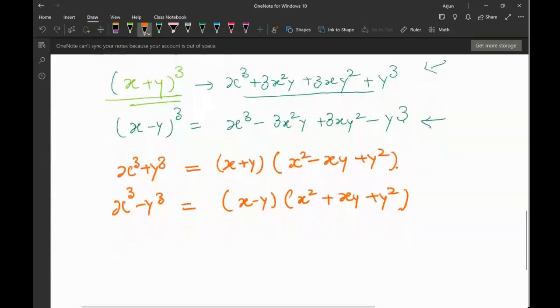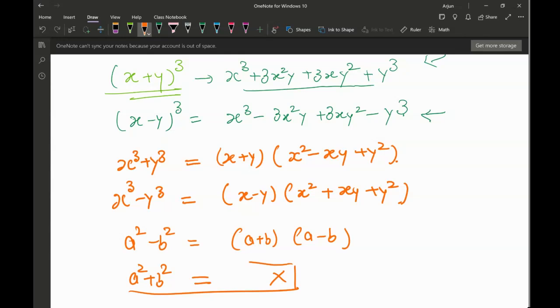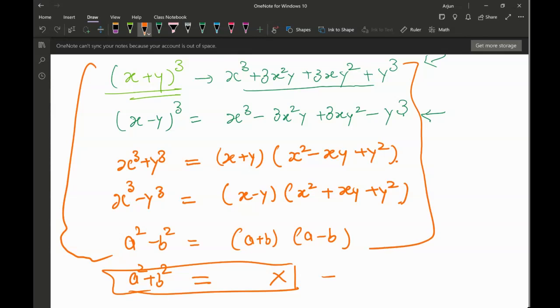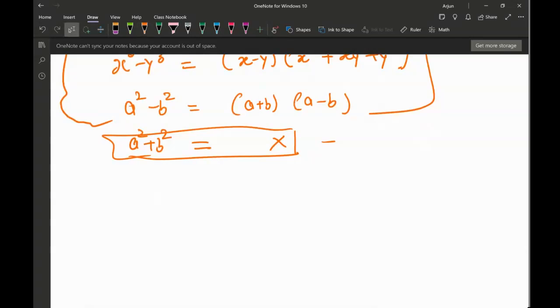Now one thing I also wanted to tell you, for the difference of squares, a square minus b square, the formula is a plus b times a minus b. And for a square plus b square, addition of squares, there is no formula. So these are the formulas. You can note down any of these formulas if they are missing in your formula booklet. So let's look into one of the questions.